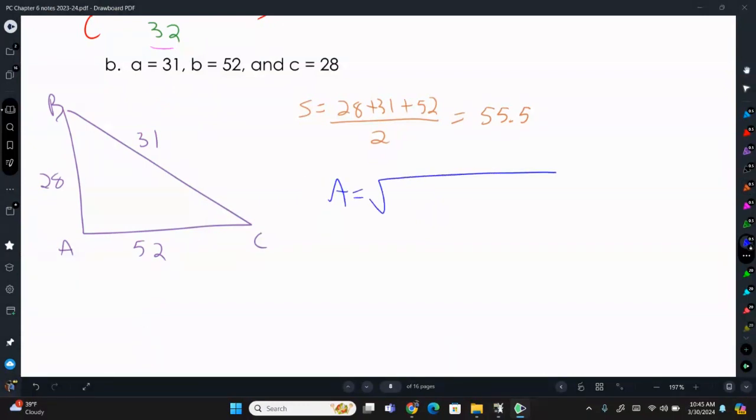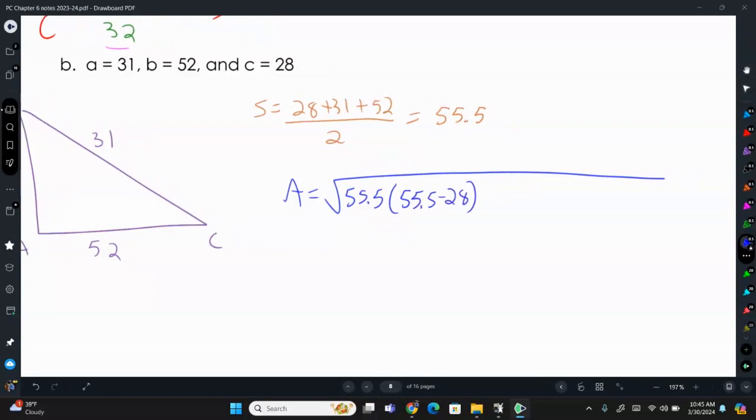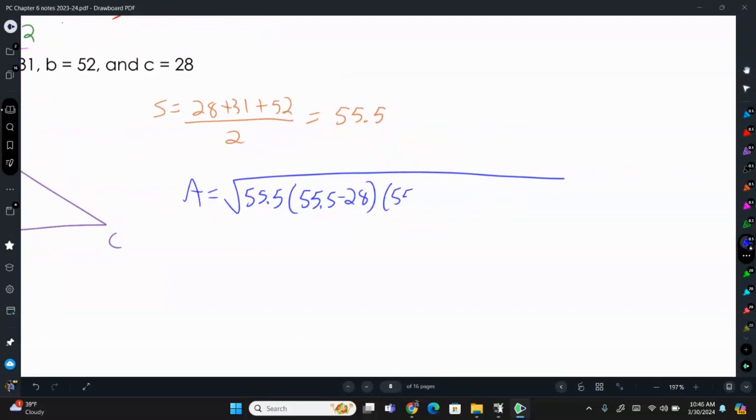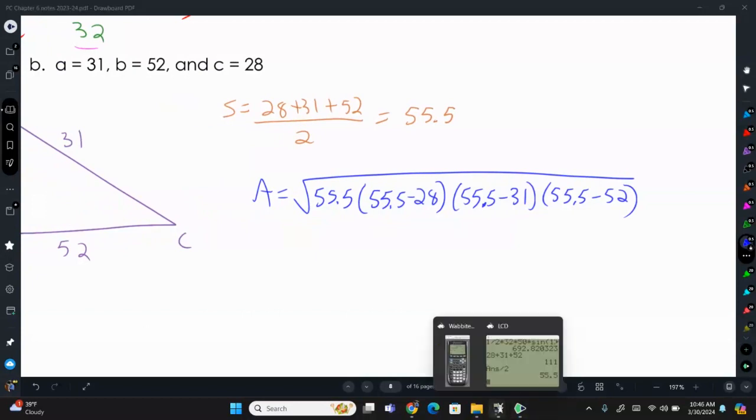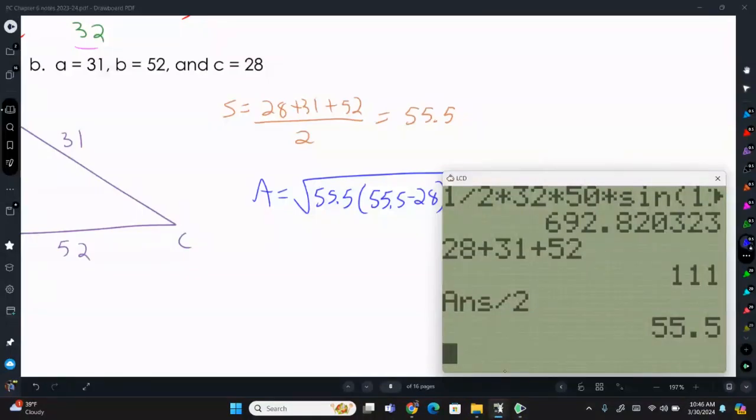So then the area is equal to the square root of 55.5 times 55.5 minus 28 times 55.5 minus 31 and 55.5 minus 52. So we can type that all into the calculator in one step.